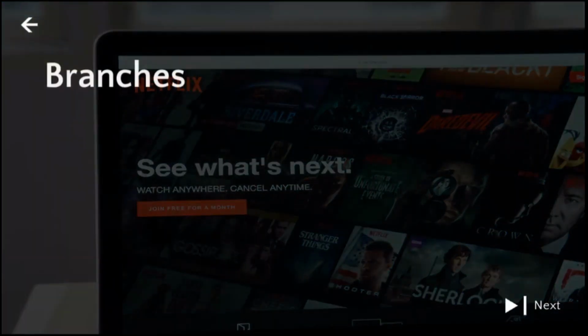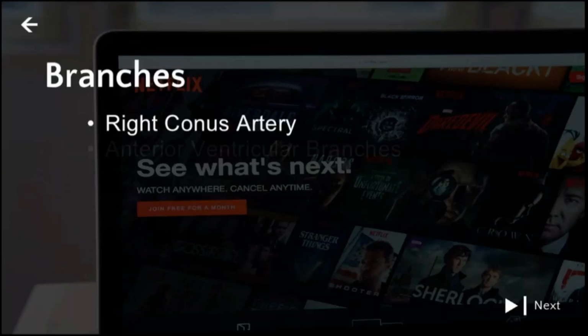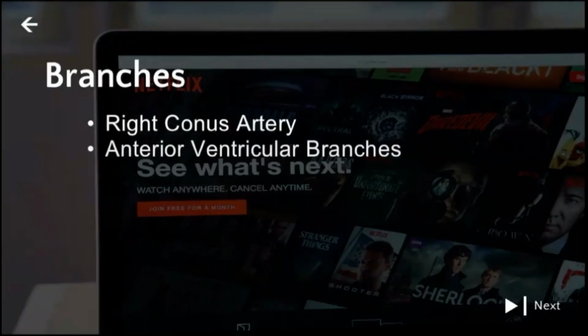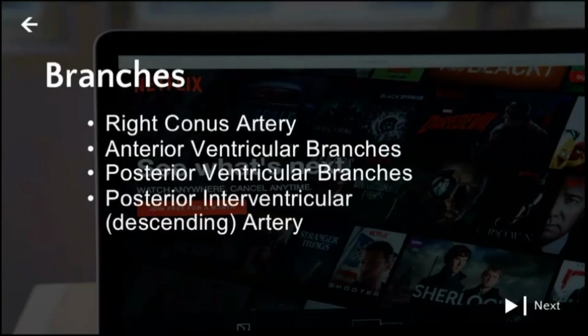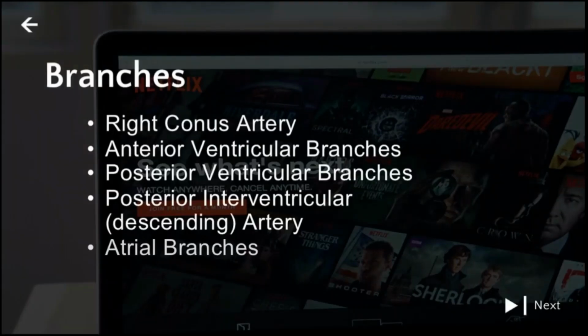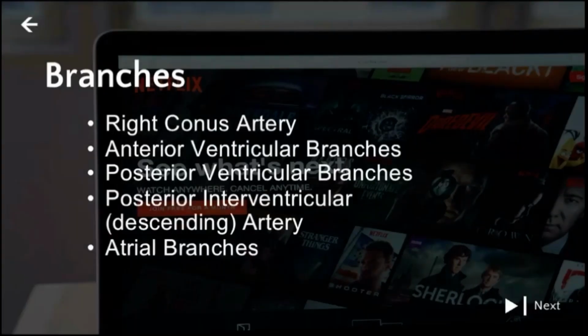Branches. We have the right marginal artery, anterior ventricular branches, posterior ventricular branches, posterior interventricular descending artery, and the atrial branches.